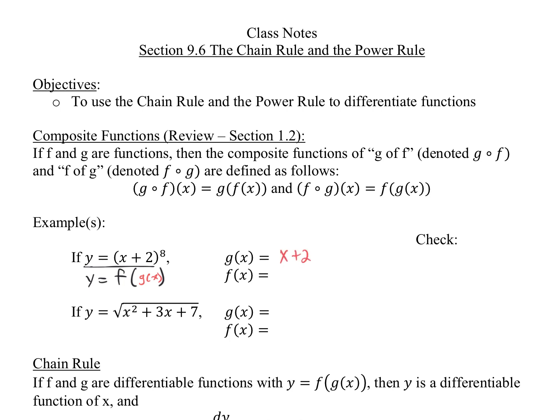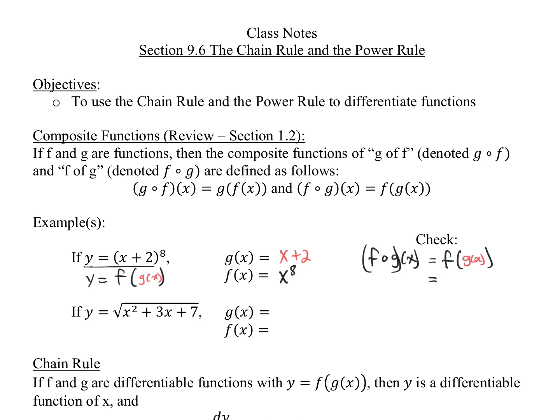Then we want to think, is there some outside part, some outer f function? In this example, something is being raised up to the 8th power, so we'll write that as x to the 8th being the outside structure. So again, the inside is x plus 2. The outside part is something raised up to the 8th. Now, how could we check to see if this is the correct composition? We could ask, what is f composed with g of x? This is equal to f of g of x.